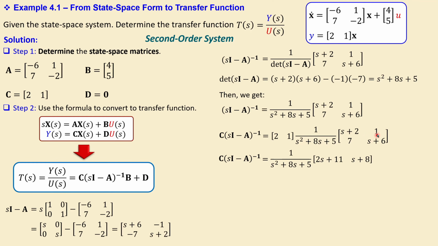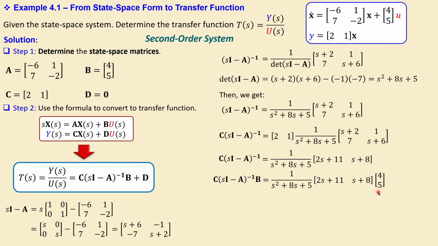In similar form, you also do that for 1 and s plus 6, so 2 times 1, and 1 times s, and 1 times 6, so you will get s plus 8. You will have again that 1 over s squared plus 8s plus 5 in front of it. Now the next step is just times B. Let's also do that. So we are really close.